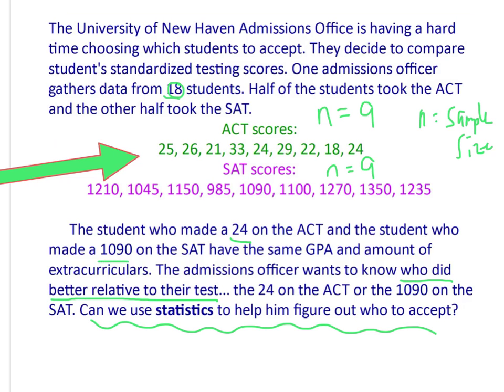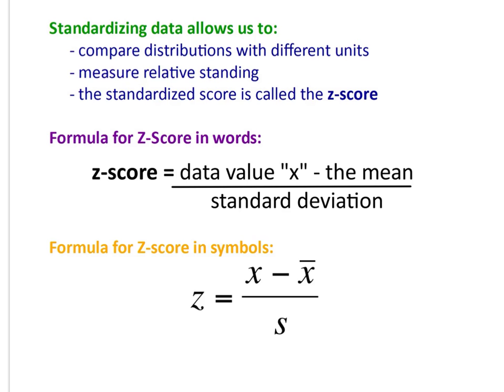So the dilemma that we're focusing on is who should they accept, the 24 on the ACT or the 1090 on the SAT? So we are going to compare these two scores relative to their test. So can we use statistics to help them figure it out? Yes, we can. We can use statistics. So standardizing data allows us to compare distributions with different units. So think SAT versus ACT.